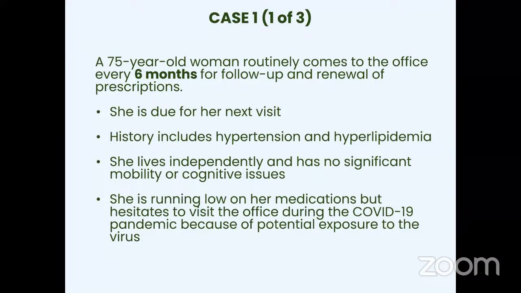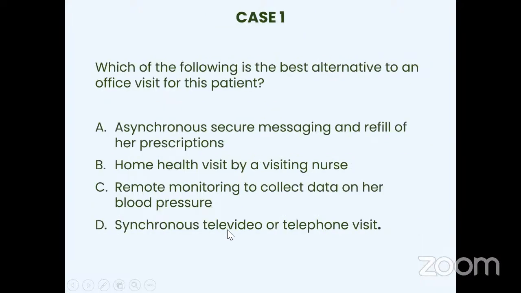The first case is a 75-year-old woman routinely comes to the office every 6 months for follow-up and renewal of prescription. She is due for the next visit. History include hypertension, hyperlipidemia. She lives independently and has no significant mobility or cognitive issue. She is running low on her medication but hesitates to visit the office during the COVID-19 pandemic because of potential exposure to the virus. So the question is, which of the following is the best alternative to an office visit for this patient?